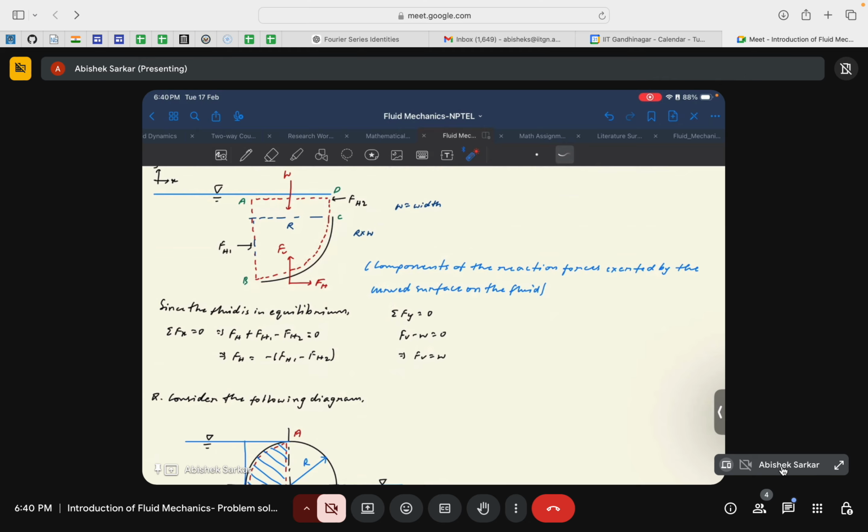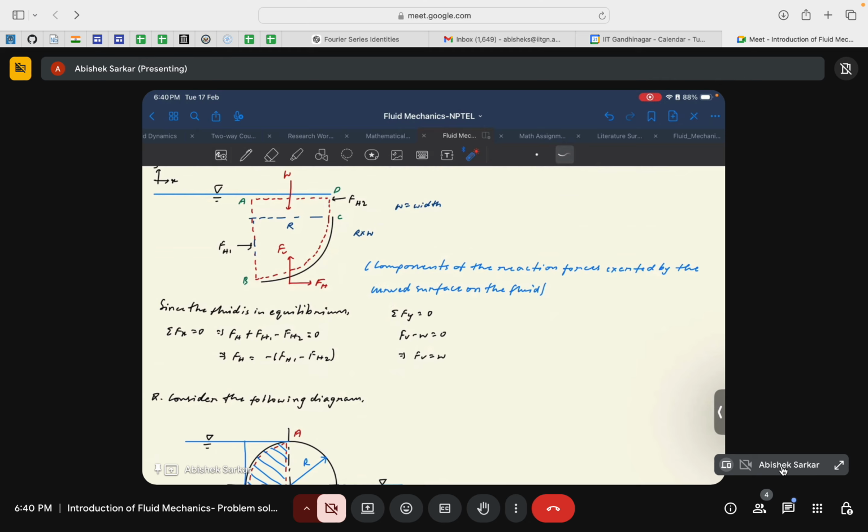Since it's a curved surface, the net force can easily be dissociated into two components, the vertical and the horizontal component. We'll try to dissociate the force from the fluid on the curved surface into vertical and horizontal components, and let's see what happens. First, the horizontal components, or the forces along the x direction.